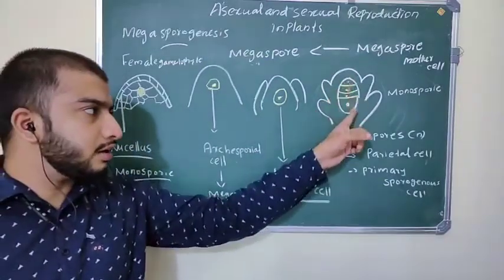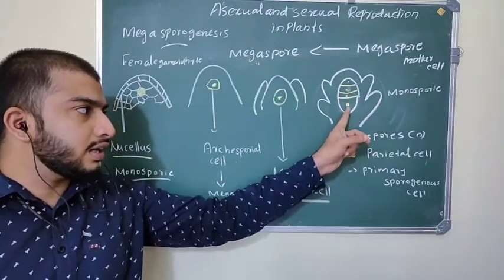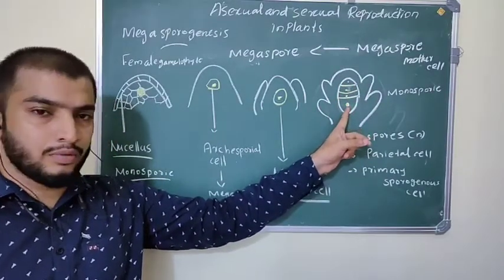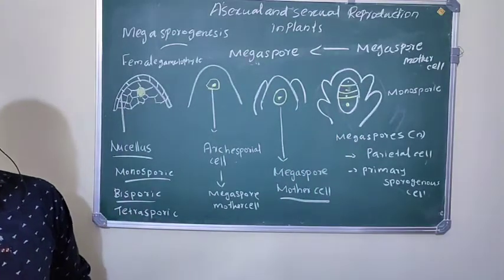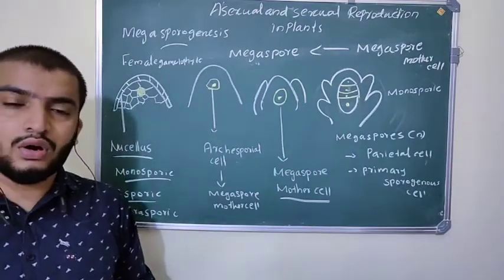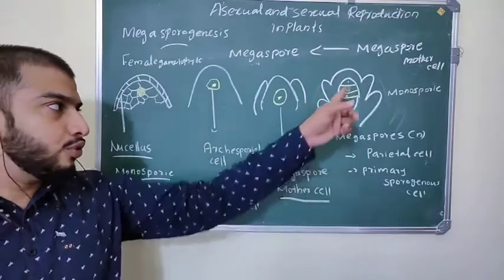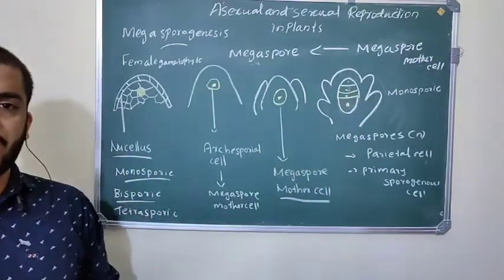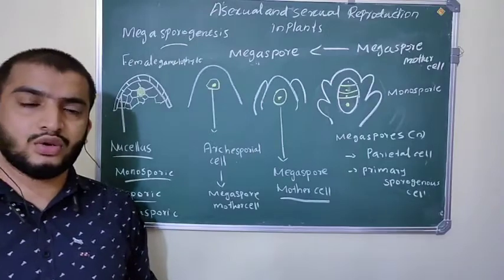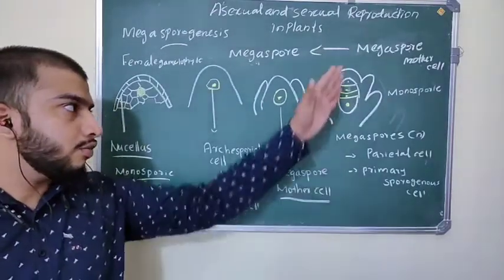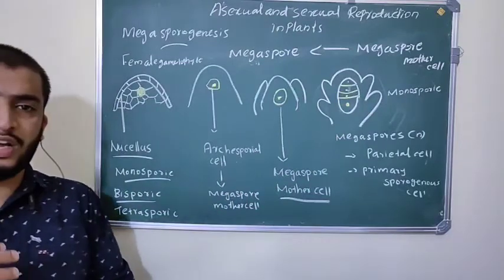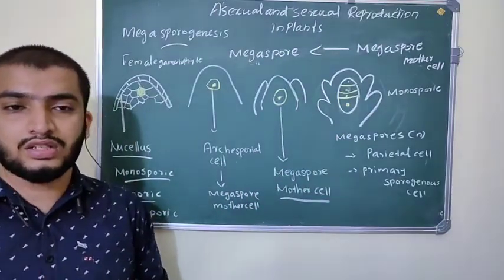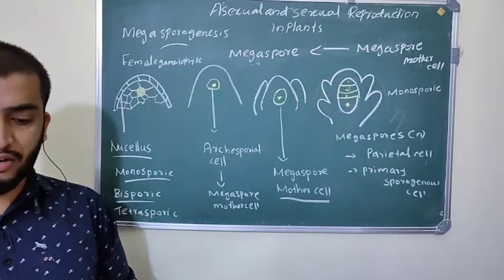In the linear tetrad of megaspores, the chalazal one only becomes functional and develops into the embryo sac. That type of development of embryo sac is called monosporic. If two megaspores become functional and develop into embryo sac, that is called bisporic development. If all four megaspores become functional and develop into embryo sac, that is called tetrasporic development.